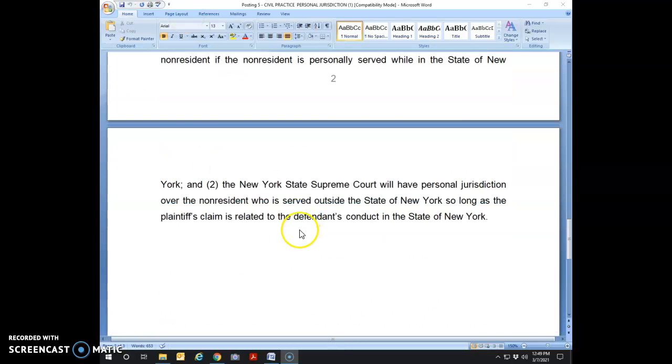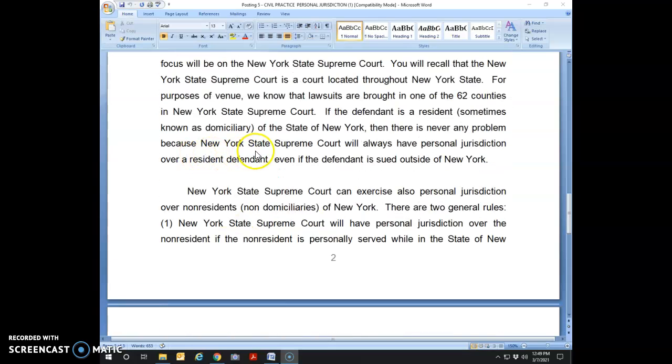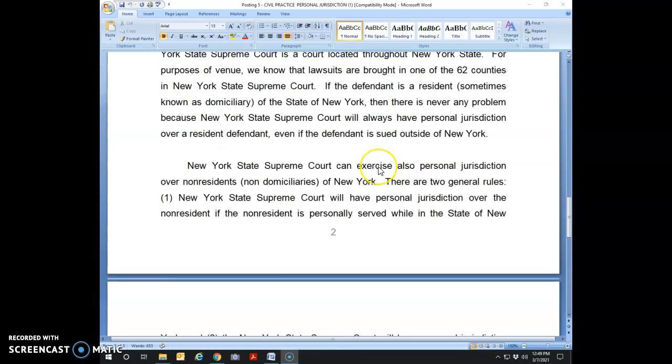If the person is a resident of New York, there's never any problem, because the New York State Supreme Court will always have personal jurisdiction over that person, no matter where the person is served with a summons and complaint. So you live in the city of Buffalo, and for some reason you're visiting someone in Minnesota, and you're sued in a case in New York State Supreme Court, and your service actually takes place in St. Paul, Minnesota. New York State Supreme Court is going to have personal jurisdiction over you. It doesn't matter where you were served, so long as you were a resident of New York State.